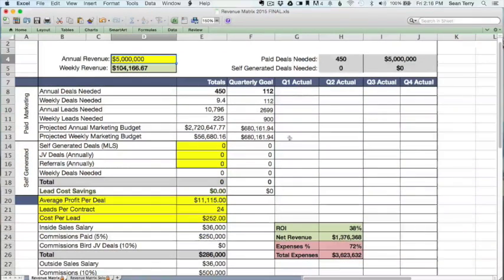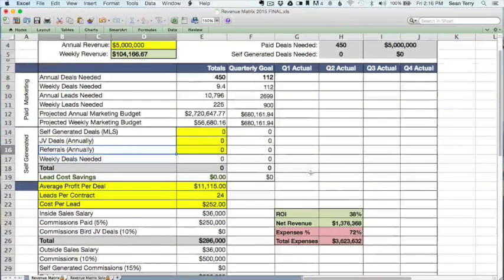Now here's the deal. Imagine if I didn't do any self-generated. If I did no MLS deals, no JV deals, no weekly deals, whatever, no deals from referrals, none of that. I did no self-generated. All I did was paid marketing. I'd be at a 38% ROI. I'd spend 3.6 million on marketing. And if we did 5 million, I'd only pocket 1.3 million. Well, that's no fun. That's a 72% expense ratio.